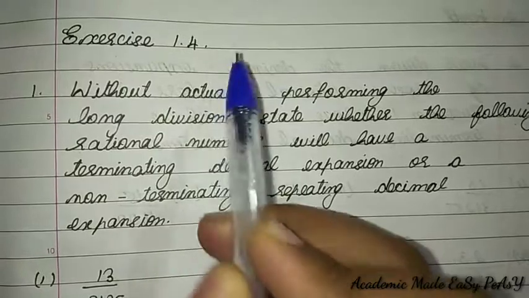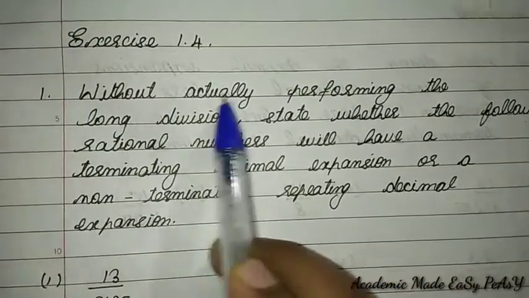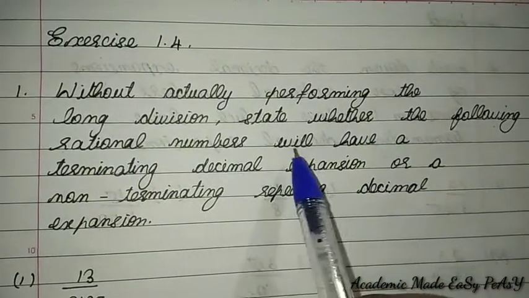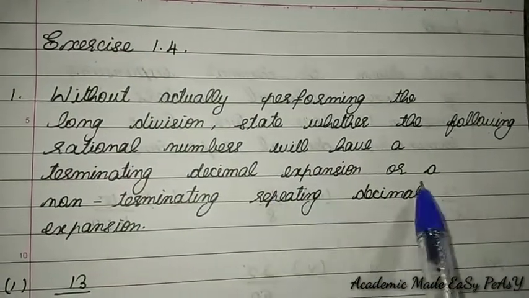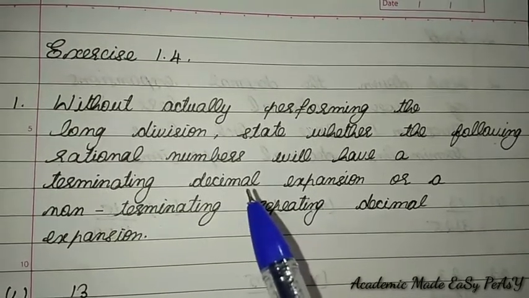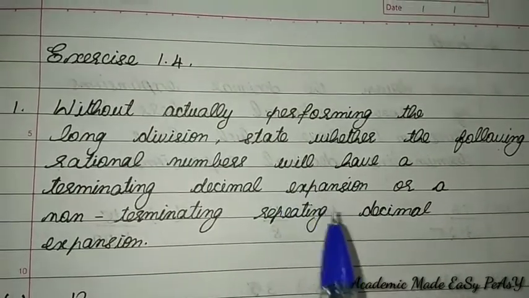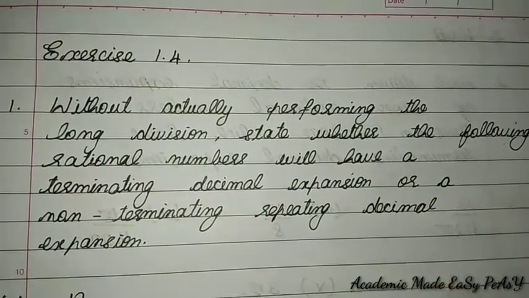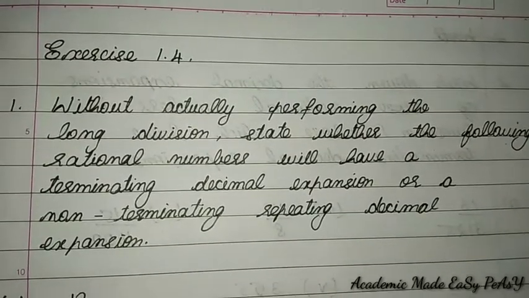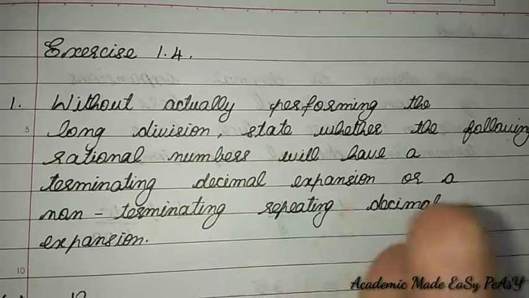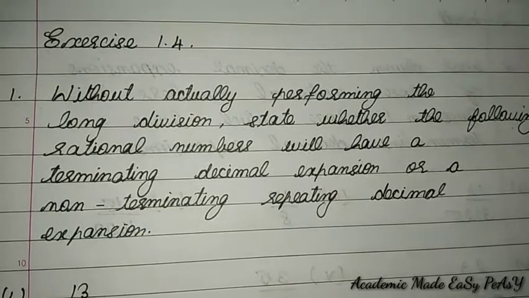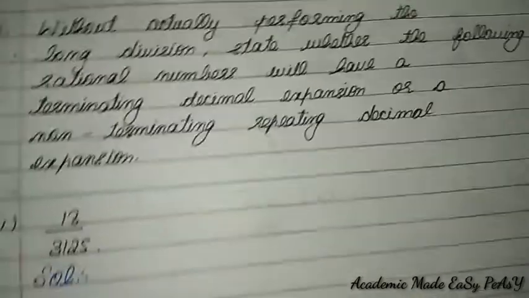Exercise 1.4. First question. Without actually performing the long division, state whether the following rational number will have a terminating decimal expansion or non-terminating repeating decimal expansion, which I already taught you in the introduction part. I gave you a formula to find the decimal expansion and also a formula to check whether it is terminating, that is stopping decimal expansion, or not stopping and repeating decimal expansion. So now let's see the sums.